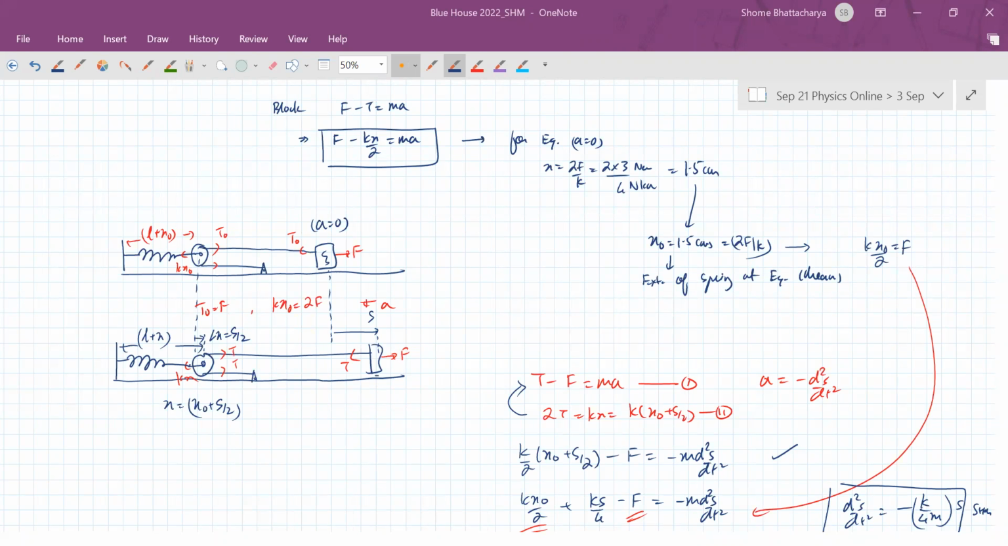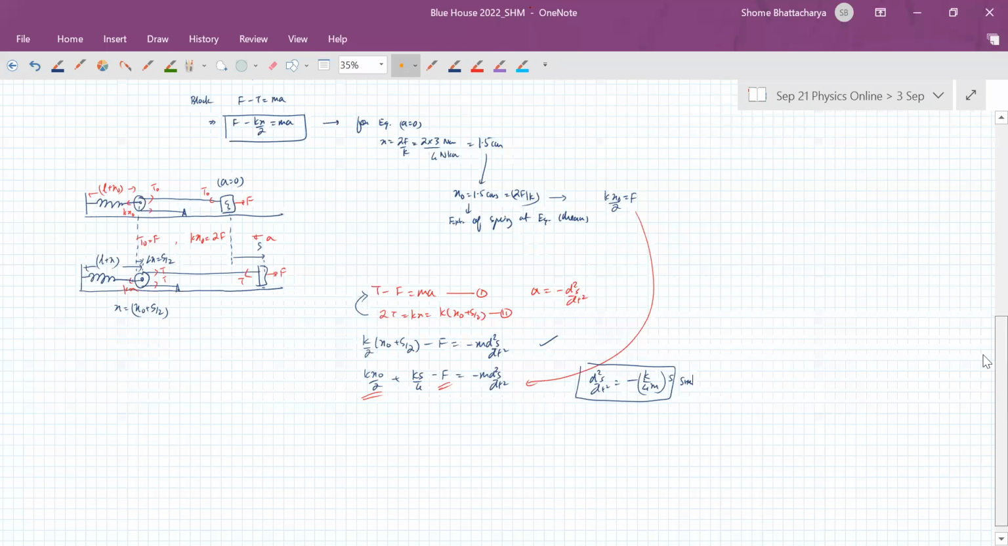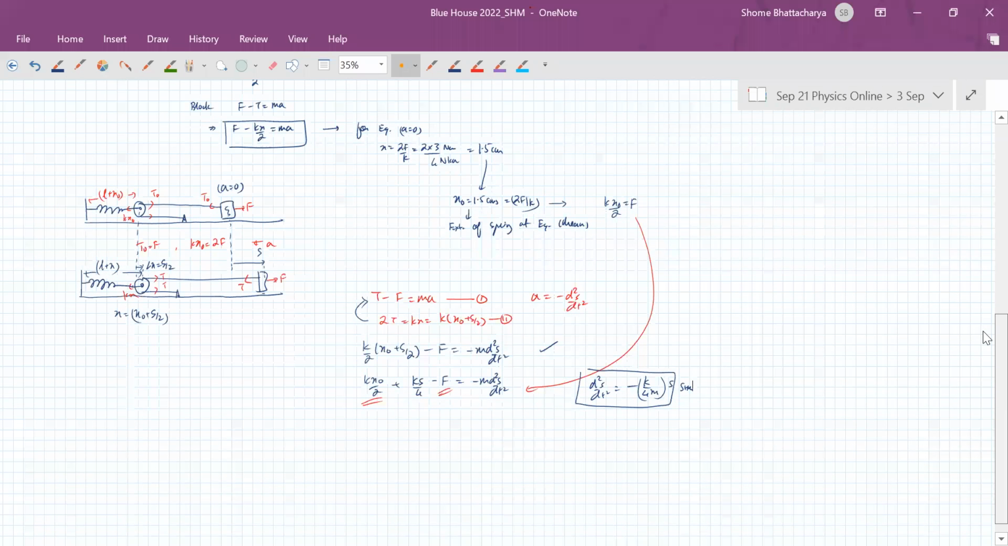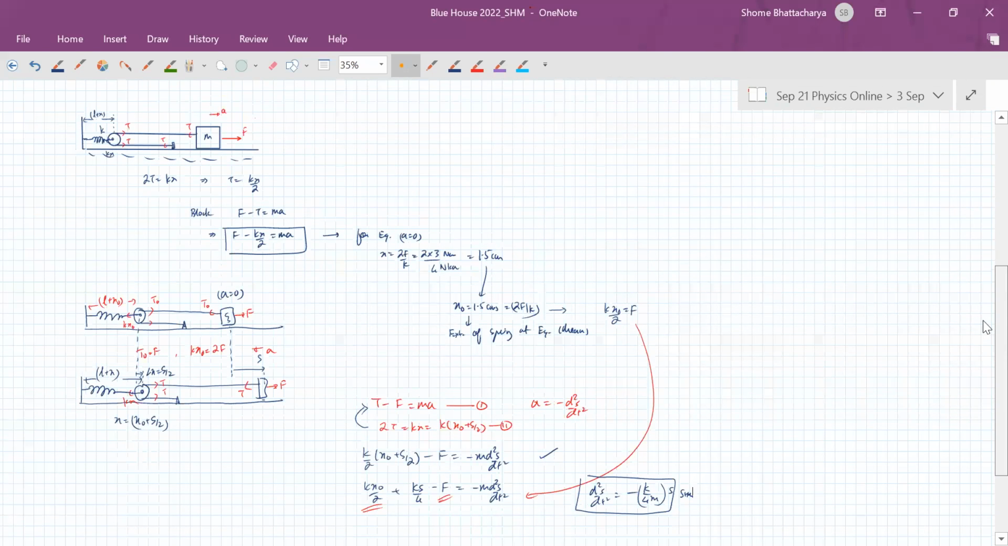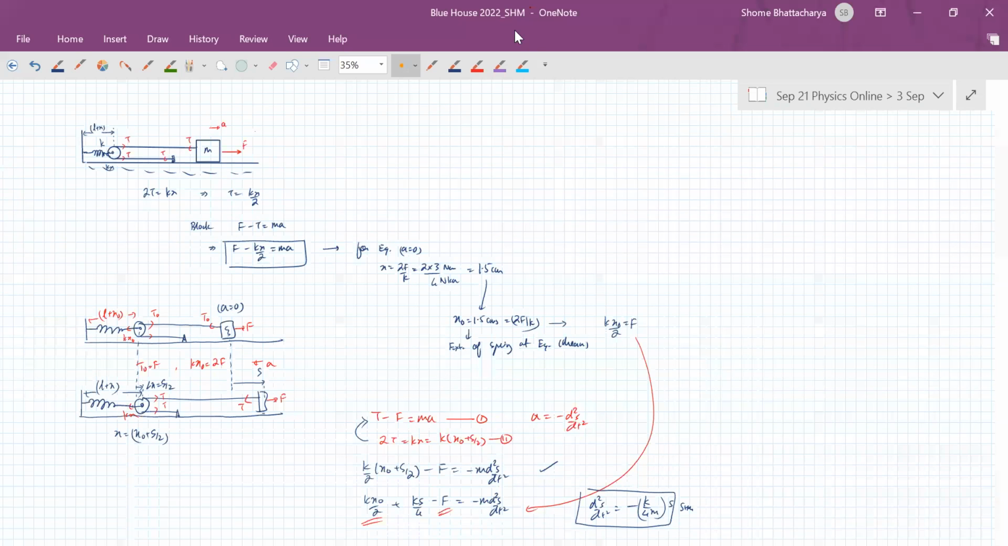Okay, so you will see the amplitude for the block will become how much now? See, at the mean position, the spring is extended by how much? It is extended by 1.5. So going from the initial position to the mean position, the spring extends by 1.5. So the block moves by how much? 3 centimeters. So the amplitude of the block will be 3 centimeters.